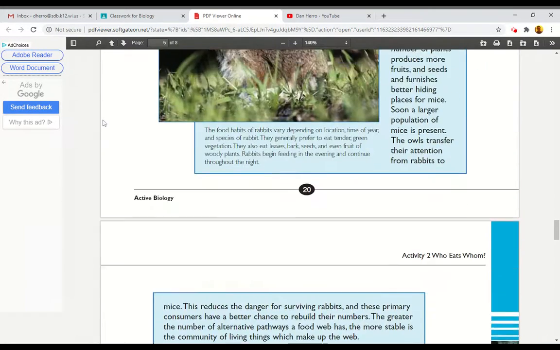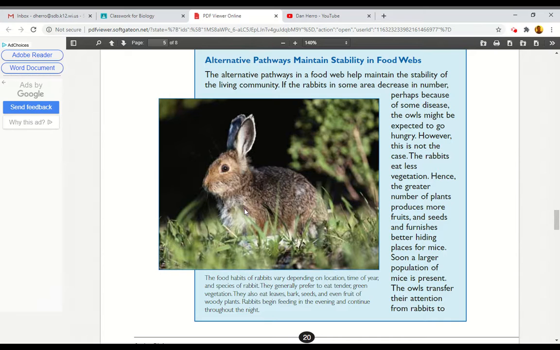Now let me go back up and read the caption. Okay, referring to this picture, and here's the caption. The food habits of rabbits vary depending on location, time of year, and species of rabbit. They generally prefer to eat tender green vegetation. They also eat leaves, bark, seeds, and even fruit of woody plants. Rabbits begin feeding in the evening and continue throughout the night.